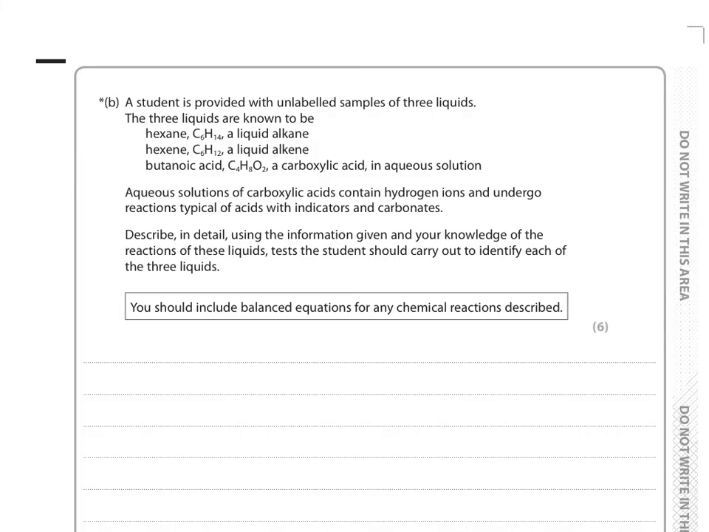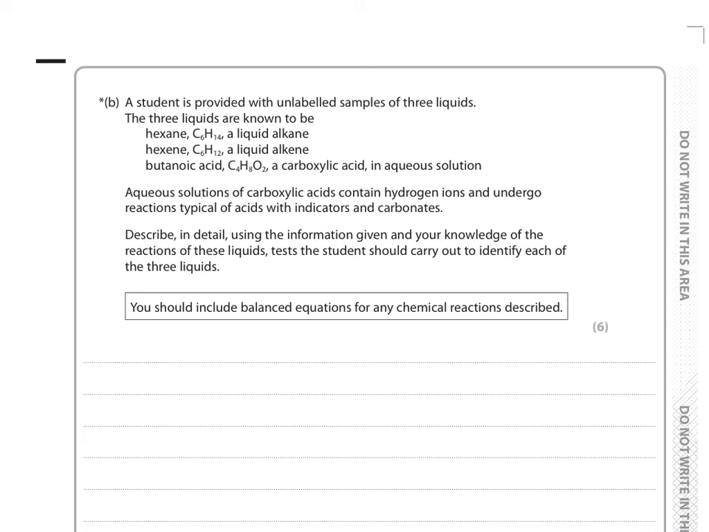The second part, part B, is the second 6-mark question, and it says a student is provided with unlabelled samples of 3 liquids. The 3 liquids are known to be hexane, so it's an alkane, hexene is an alkene, and butanoic acid is a carboxylic acid. Aqueous solutions of carboxylic acid contain hydrogen ions and undergo reactions typical of acids with indicators and carbonates. Well, it tells you there what it does. Describe in detail using the information given and your knowledge of the reactions of these liquids, tests the students should carry out to identify each of the 3 liquids.